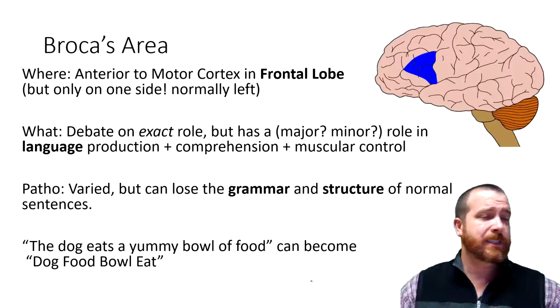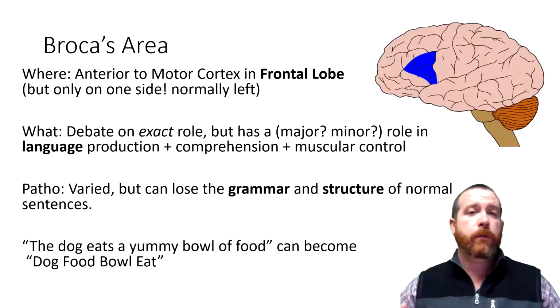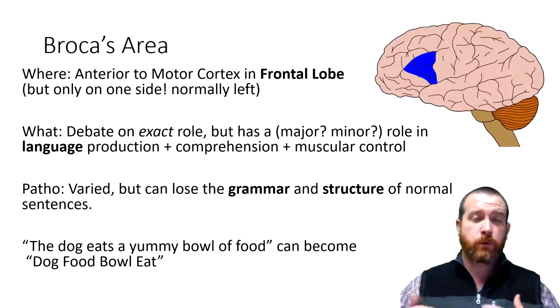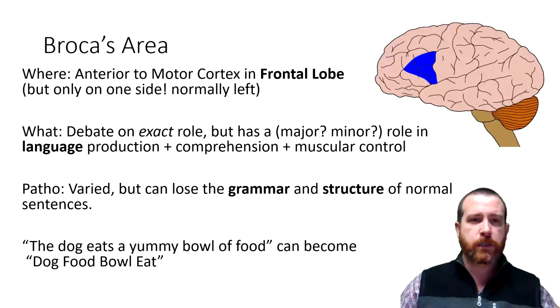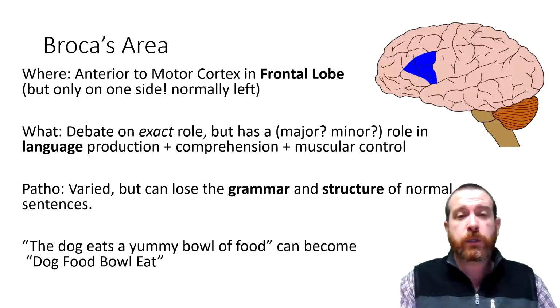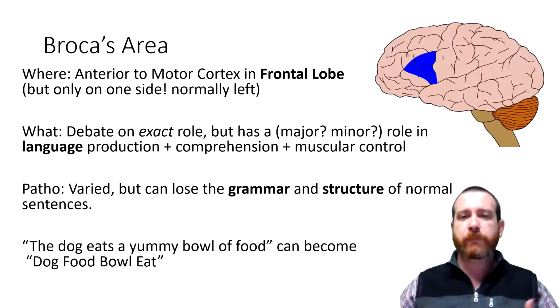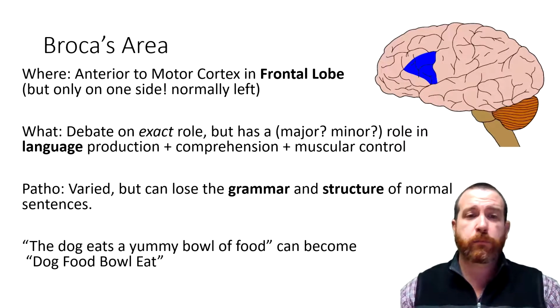So if someone says, "This dog is eating a yummy bowl of food," that can lose context and it can lose the grammar structure that we would normally associate with that sentence. It can become something like "dog, food, bowl, eat," right? What that person is trying to get across is the dog eats a yummy bowl of food, but we're missing pieces, right? The language is fractured. This is called Broca's aphasia.